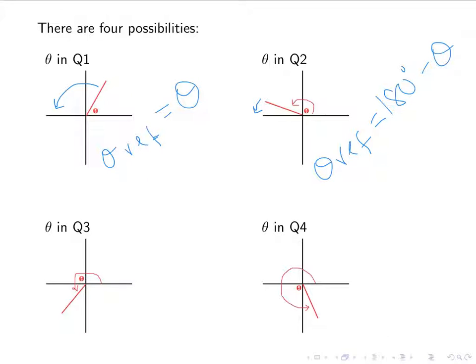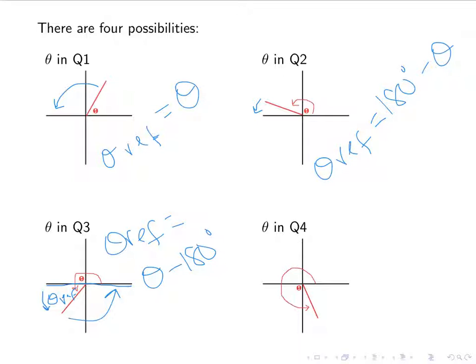If I'm in quadrant 3, then my angle between the x-axis and my terminal side, there are two possibilities. There's this one, and there's this one. The one on the left is the smaller of the two. Again, it's the acute one. It's the one that's less than 90 degrees. So this is my theta reference. And theta reference, in this case, would be theta minus 180 degrees. I want to get rid of the top half of my Cartesian plane to get the blue angle. So I need to take away 180 degrees.